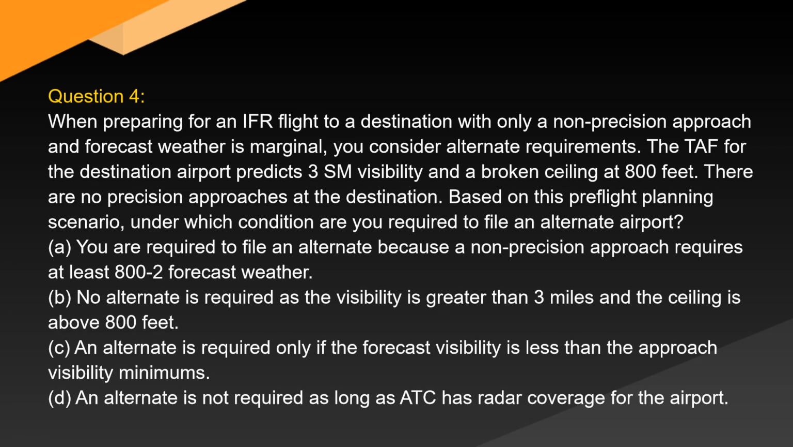A. You are required to file an alternate because a non-precision approach requires at least 800 to forecast weather. B. No alternate is required as the visibility is greater than 3 miles and the ceiling is above 800 feet. C. An alternate is required only if the forecast visibility is less than the approach visibility minimums. D. An alternate is not required as long as ATC has radar coverage for the airport.